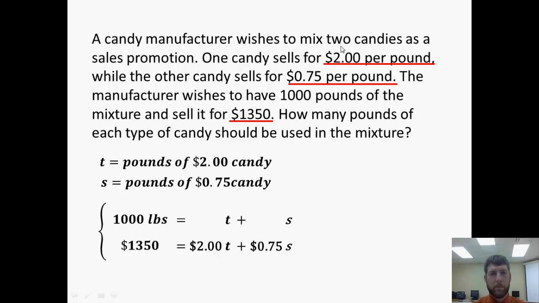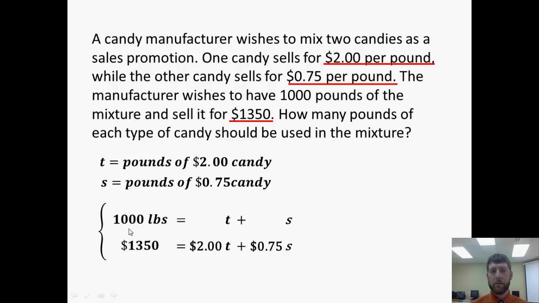So $2 per pound was for our first candy, our T candy. 75 cents per pound for our S candy. And that's going to set up that equation. $2 for 1 pound times the total number of pounds gives us the money for all the T candy. 75 cents per 1 pound times all the number of pounds is going to give us the total money for S candy. So all the money from the T candy plus all the money from the S candy gives the total amount of money.